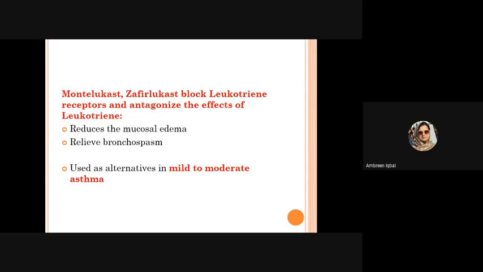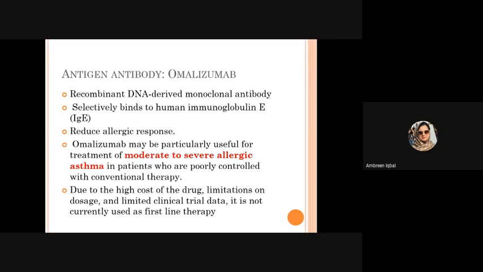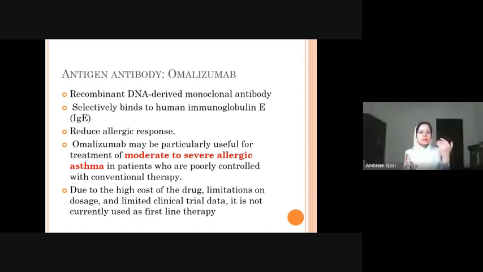The last one is an antibody named omalizumab. It is a recombinant DNA-derived monoclonal antibody that selectively binds to human immunoglobulin E and reduces the allergic responses. Omalizumab may be particularly useful for the treatment of moderate to severe allergic asthma in patients who are poorly controlled with conventional therapy. These are patients in whom conventional therapy, meaning beta 2 agonists, methylxanthines, corticosteroids, and mast cell stabilizers, is not able to improve the condition. But because of the high cost of the drug, limitations on the dosage, and limited clinical trials, it is not currently used as first line therapy.